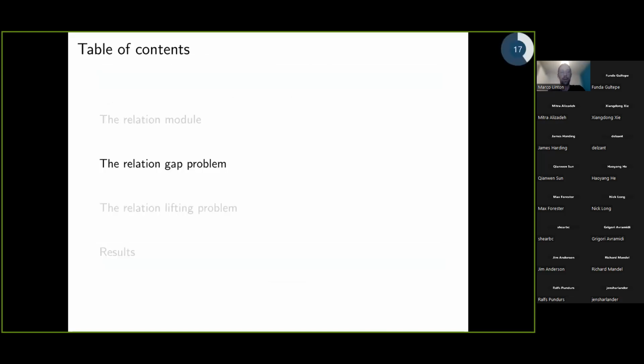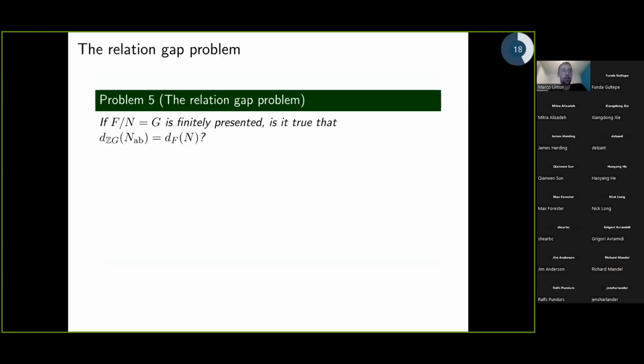Okay. And that's what the relation gap problem is about. So the relation gap problem asks, if you have a presentation of a group G, is it true that the two quantities, the rank of the relation module and the normal rank of the presenting subgroup, are always equal? Okay. So here I've snuck in the hypothesis finitely presented.